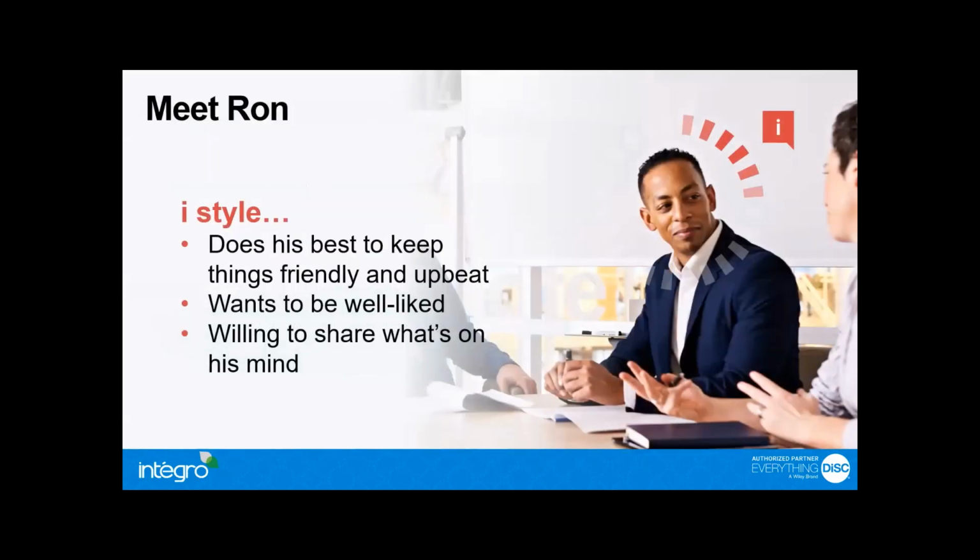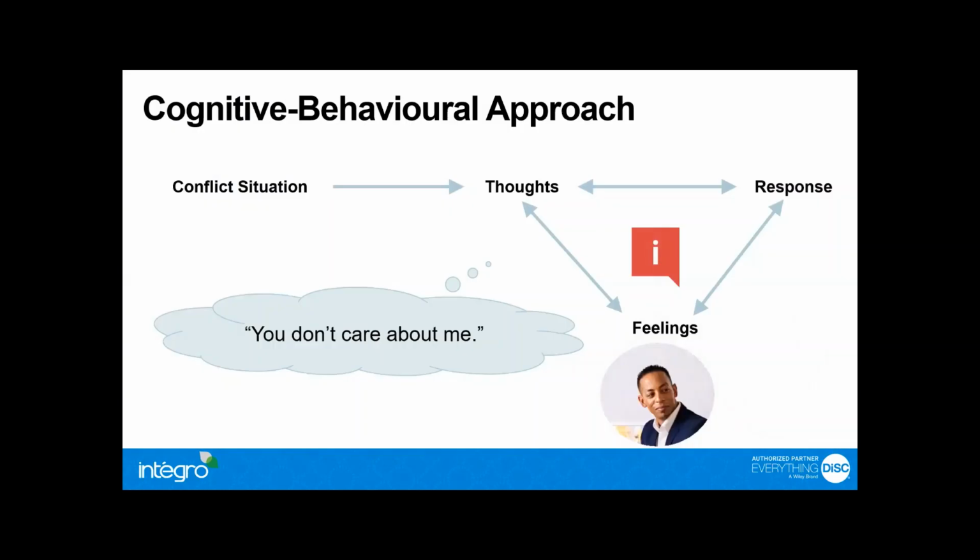Let's look at an I style. Here's Ron. Ron does his best to keep things friendly and upbeat. He wants to be well liked, and he's willing to share what's on his mind. The I style tends to naturally be very open, right? And so Ron gets into a conflict situation, and the automatic thought is, you don't care about me. His feeling is undervalued, and he throws a little bit of a tantrum or something, okay? Bit of drama, overreacts to something, okay?